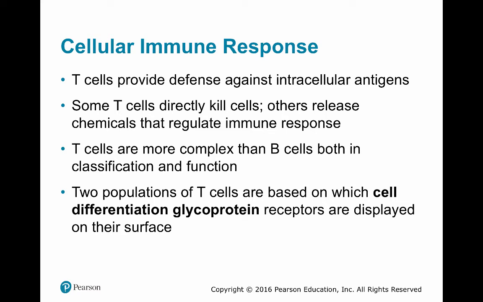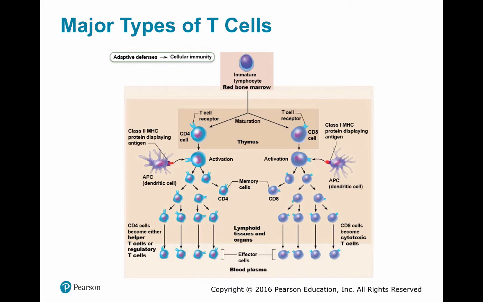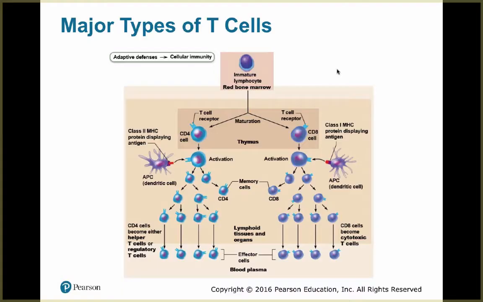So let's talk about the major types of T cells. You have this immature lymphocyte that starts in the red bone marrow, and then they mature, and you can see in the thymus they're going to be either CD4 or CD8 cells.